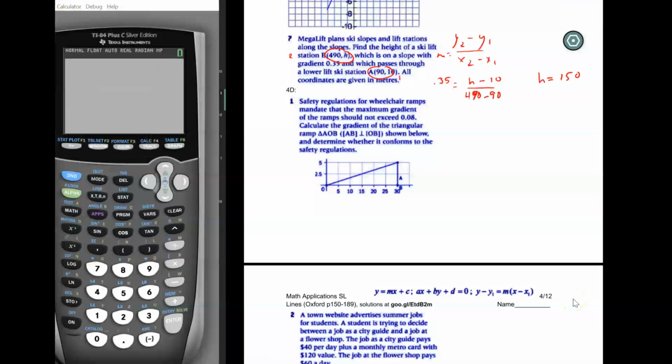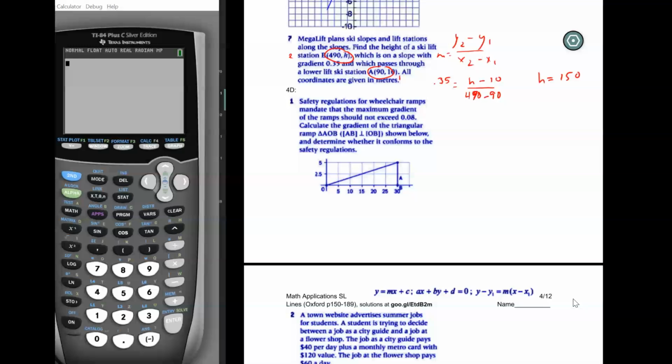Okay, number 1 for 4D. Safety regulations for wheelchair ramps mandate that the maximum gradient of the ramp should not exceed 0.08. That's a gradient or a slope value. Calculate the gradient of the triangular ramp, triangle AOB, where AB is perpendicular to OB as shown below, and determine whether it conforms to the safety regulation. So obviously we're worried about the diagonal part of this, and we just need to find the slope of it.